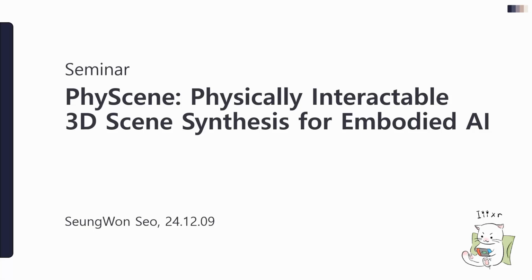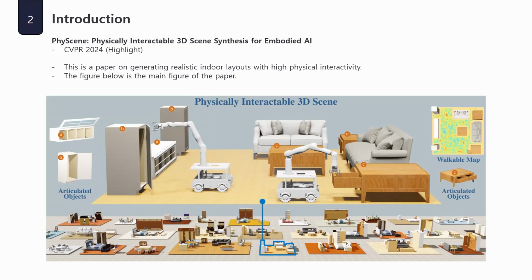Today's seminar will be about the paper titled Physics In. Physics In is a paper awarded the highlight at CVPR 2024. Its goal is to generate realistic indoor layouts with high physical interactivity. The following figure is the main figure from the paper.